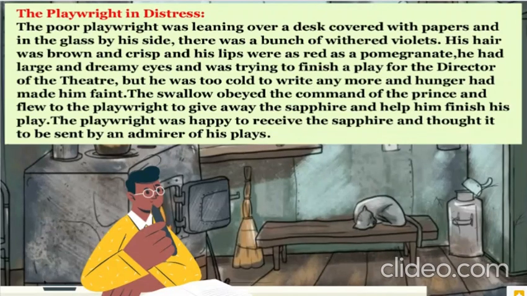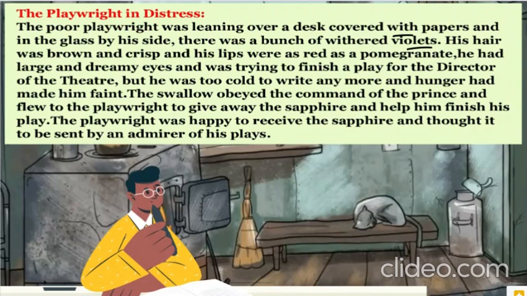All right. Now, the poor playwright was leaning over a desk covered with papers, and in the glass by his side there was a bunch of withered violets. His hair was brown and crisp, and his lips were as red as a pomegranate. He had large and dreamy eyes and was trying to finish a play for the director of the theatre. But he was too cold to write anymore, and hunger had made him faint. So basically, the poor playwright was quite depressed now.